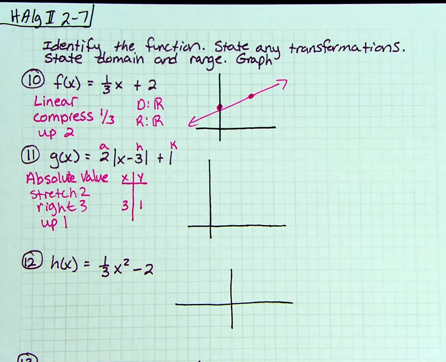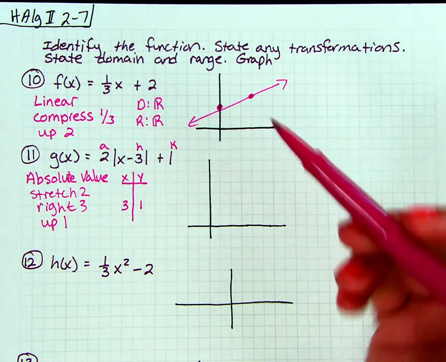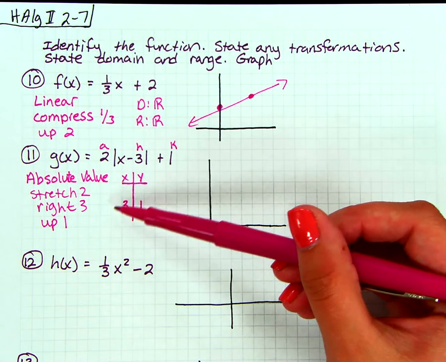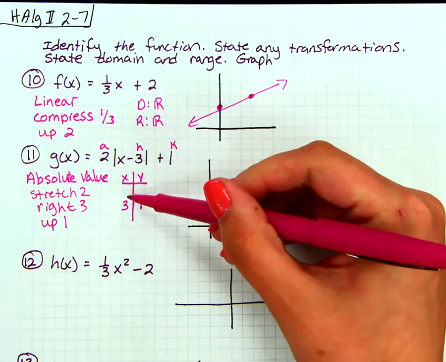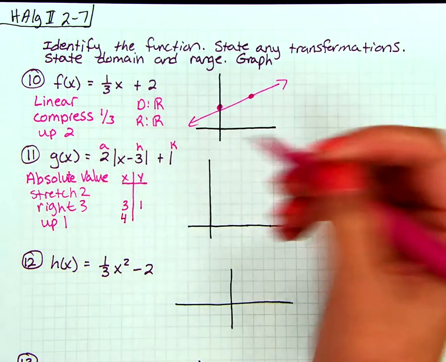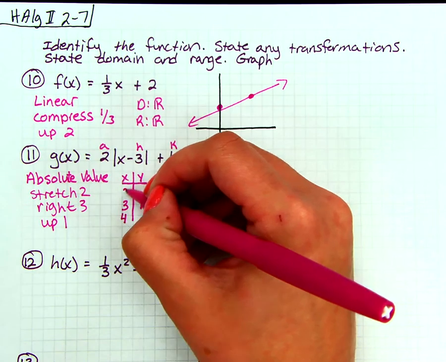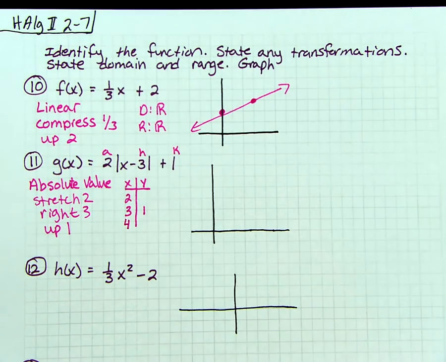And then to get the rest of our V shape, we need a point on each side of our x value for the vertex so that we can get a point on each branch. So I'm just going to add 1 to 3. So that would give us 4. And then I'm going to subtract 1. So that's 2.